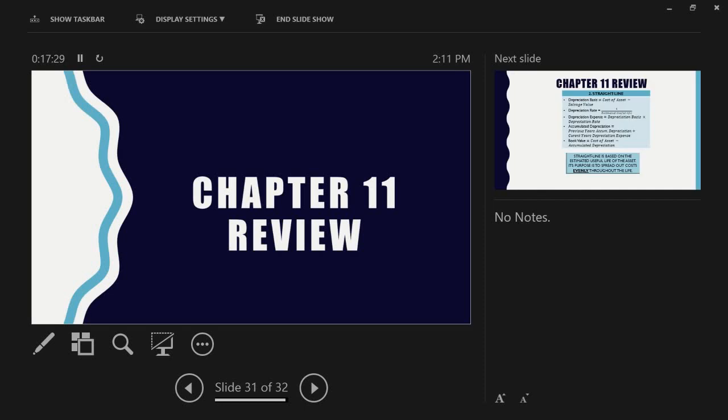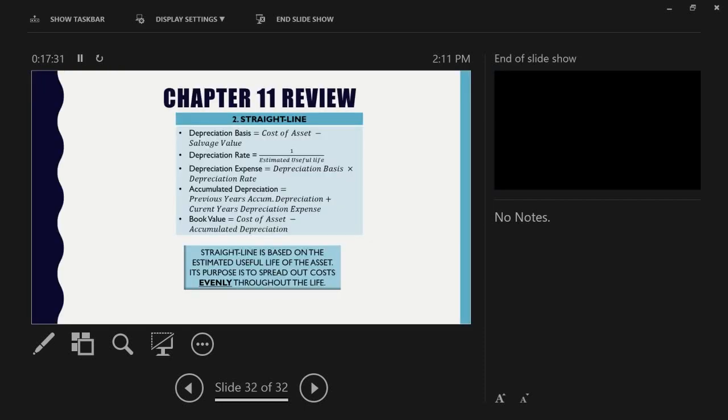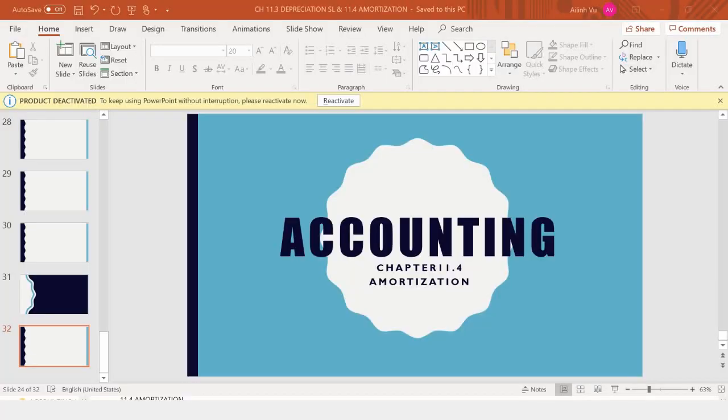Okay. Chapter review. Again, we just looked at straight line, and that's the only thing that you need to know. Because amortization just means you are amortizing intangible assets, and that's all you need to know because amortization falls under the same.